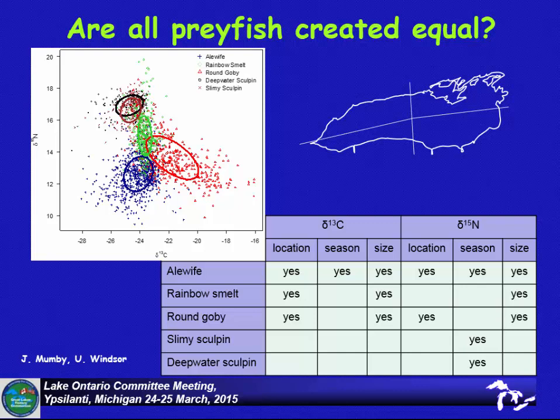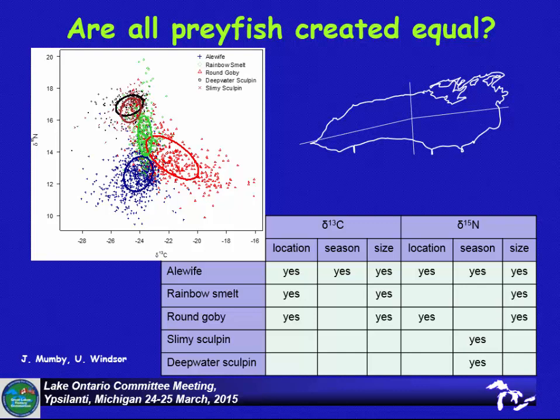So we see our two sculpin species up here. We've got our rainbow smelt in the middle. We've got our gobies to the side and our alewife. So the species of prey fish are different in the sense of where they draw their energy sources, but also where they fit into the food web.